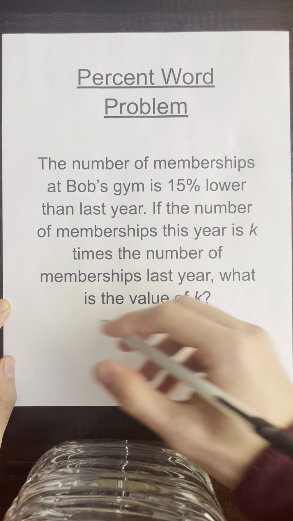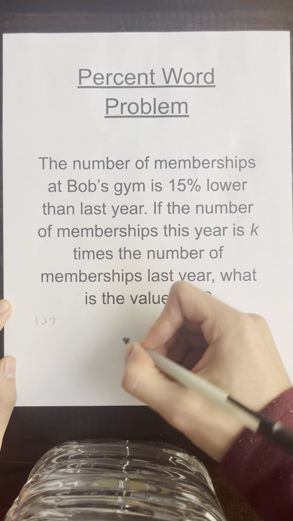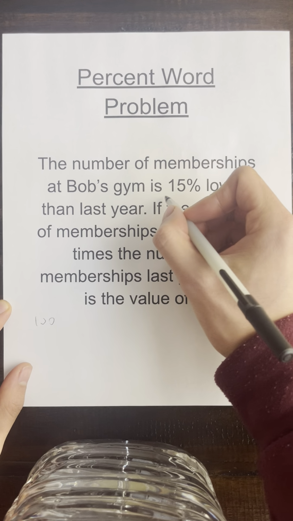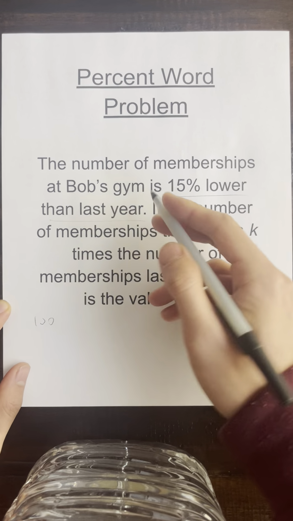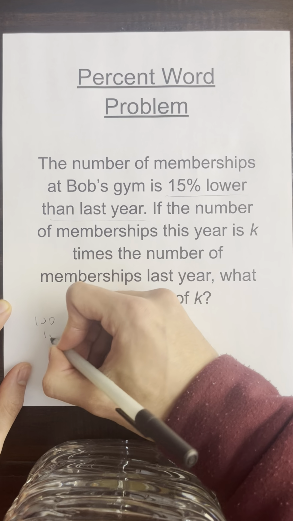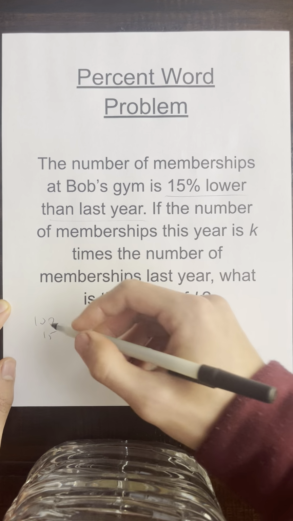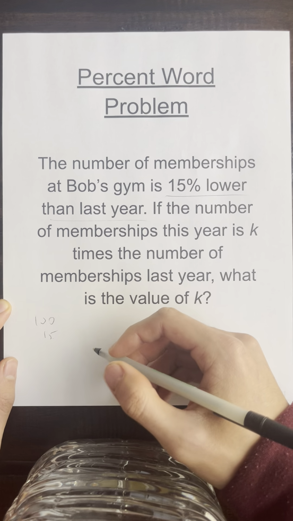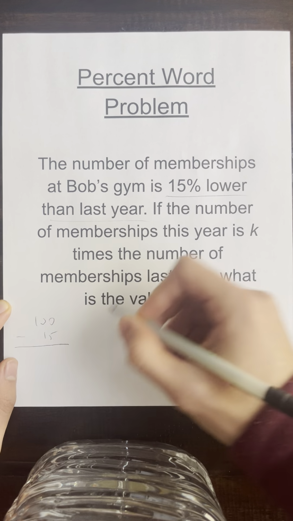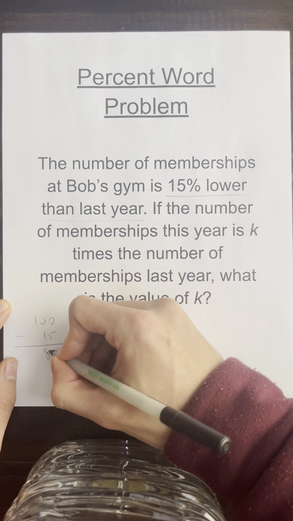Got it? Good. Let's suppose that there are 100 memberships last year. So the number of memberships this year is 15% lower than last year. So what's 15% of 100? 15. So to figure out this year, what do we do with 15? We figure out the number of memberships this year by subtracting 15. We get 85 this year.